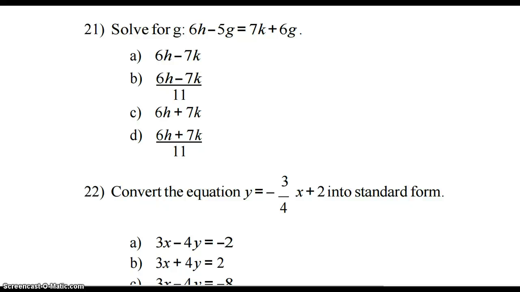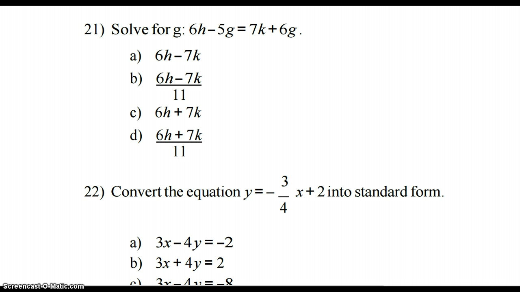All right, let's look at numbers 21 through 25 on the MCA packet. Number 21 asks us to solve for g in this equation. And a couple things that I noticed right away, there's more than one variable. In fact, there are three different ones, and there are two g's.